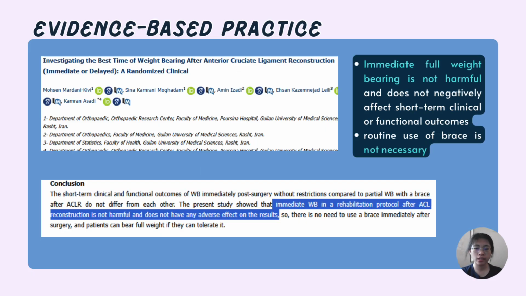Addressing the timing of weight bearing, the study by Mardani Kiwi et al. concludes that immediate full weight bearing post surgery is not harmful. The evidence shows that it does not negatively affect short term clinical or functional outcomes compared to delayed or partial weight bearing. Additionally, the research indicates that the routine use of a brace is not necessary, as patients can bear full weight as soon as they can tolerate it without adverse effects on their surgical results.